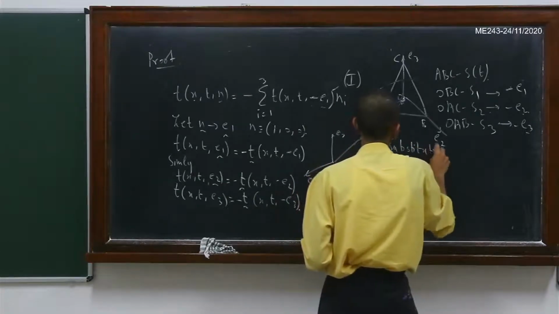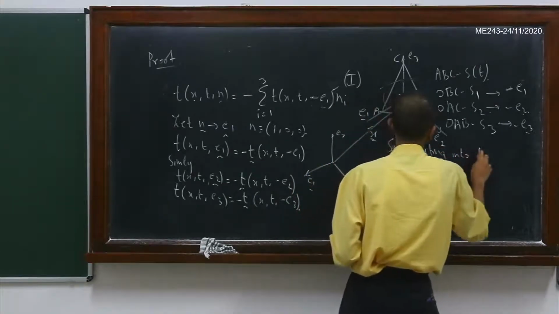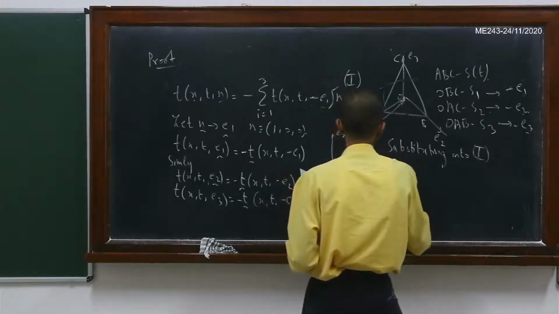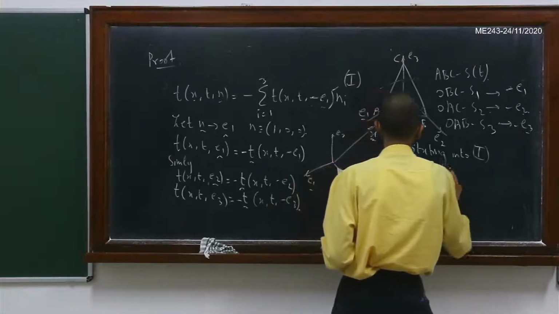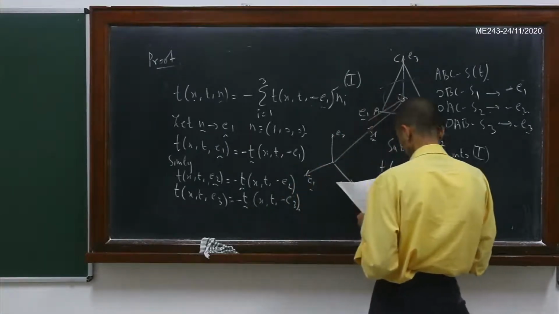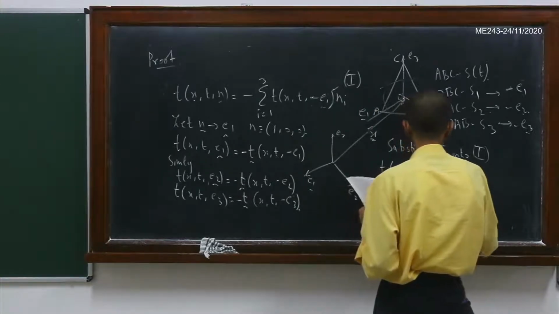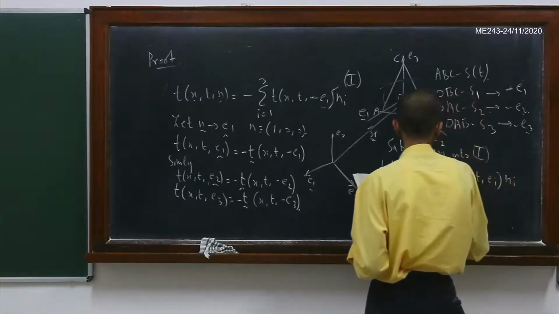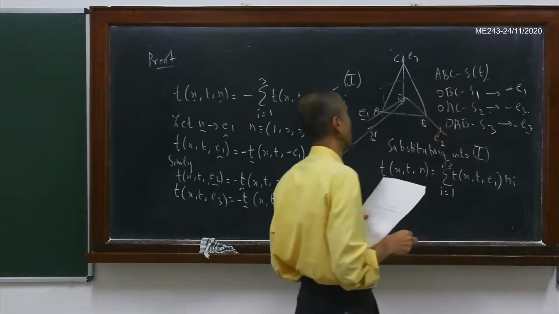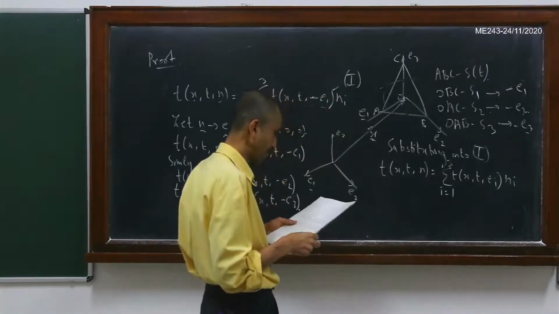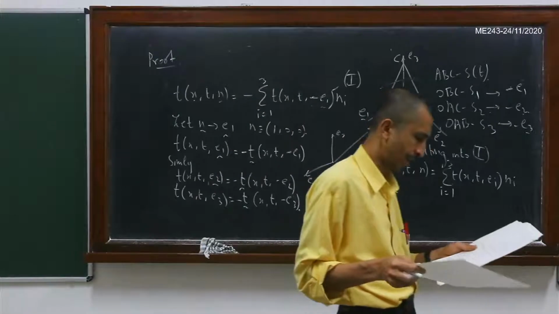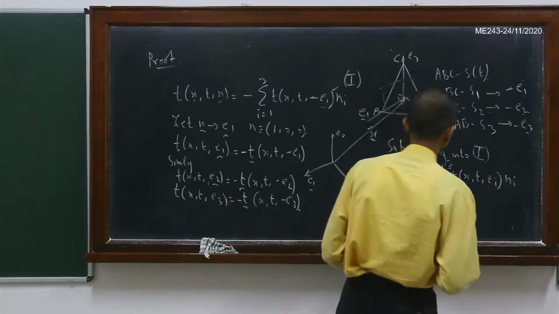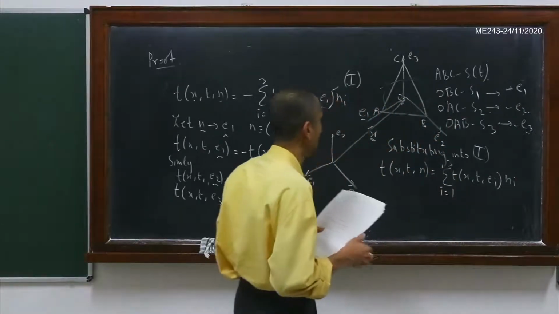So substituting into 1, what you will get is that T of x, t, n is equal to the summation of T of x, t, e_i times n_i, where i is from 1 to 3. So this is what you will get. Fine. Now we are in a position to state Newton's so-called third law, that is the action and reaction law here.